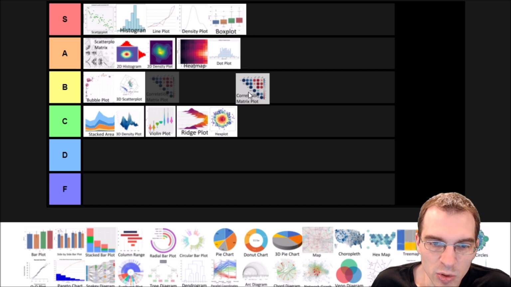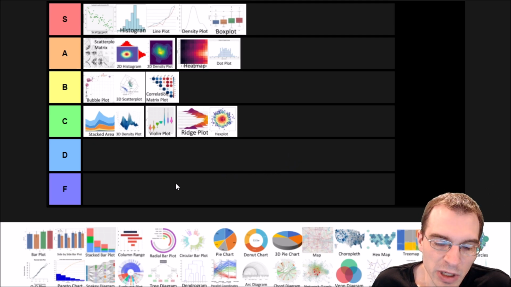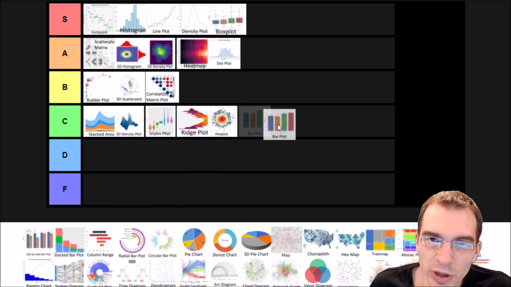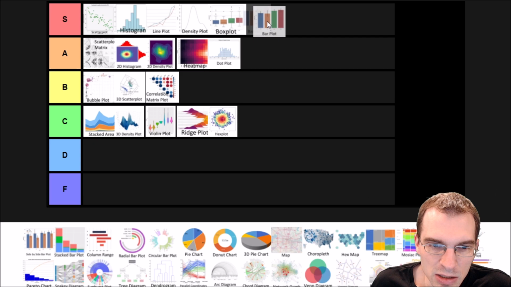So I'm going to put this one at a B tier, even though they are used probably equally as much as the full scatterplot matrix. It's just harder to get the information out of them. So next you have the bar plot. This is basically the standard way of showing categorical data. So this is an easy S tier.